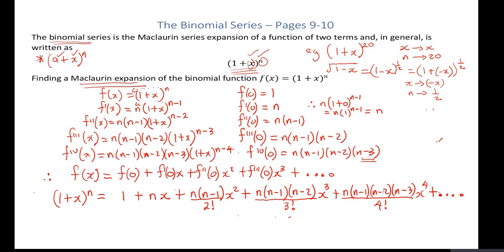Now, how are we going to use this? Well, look carefully at what I started at the top here. There's a binomial series. Wherever I see x, I put x. Wherever I see n, what do I put? 20. Or in the next case, x I replace by minus x, n I replace by half. And where do I replace it? Right here into this formula.